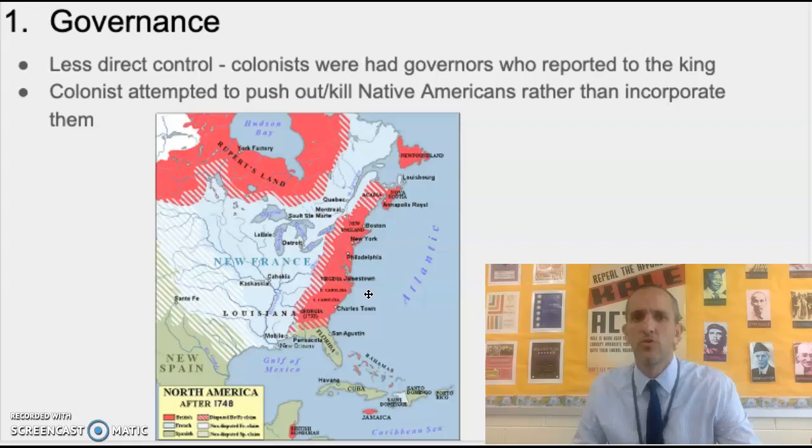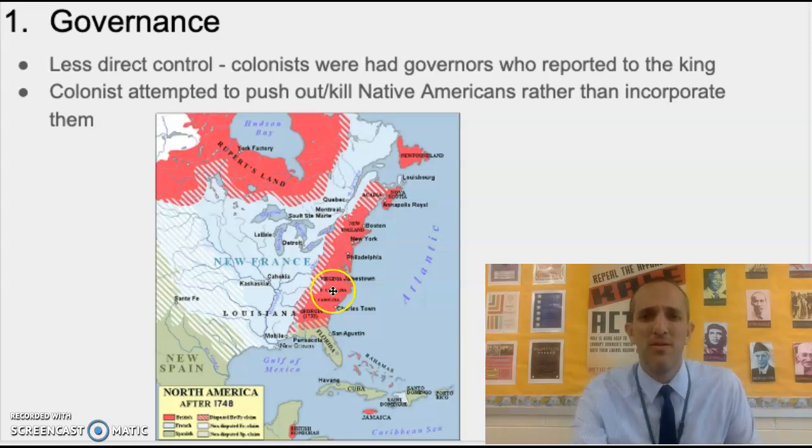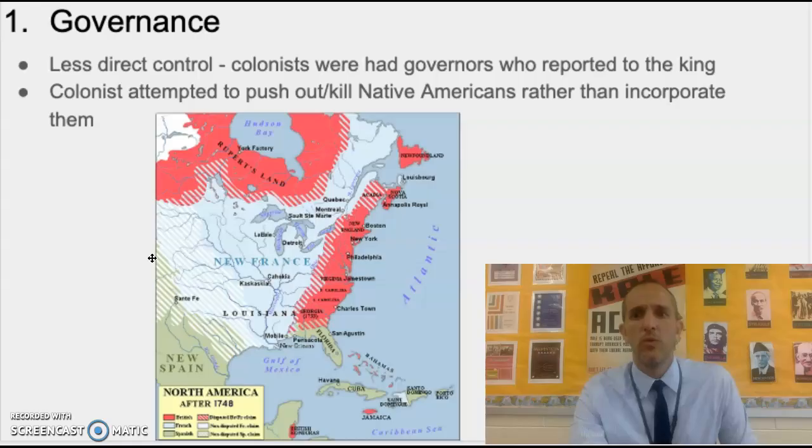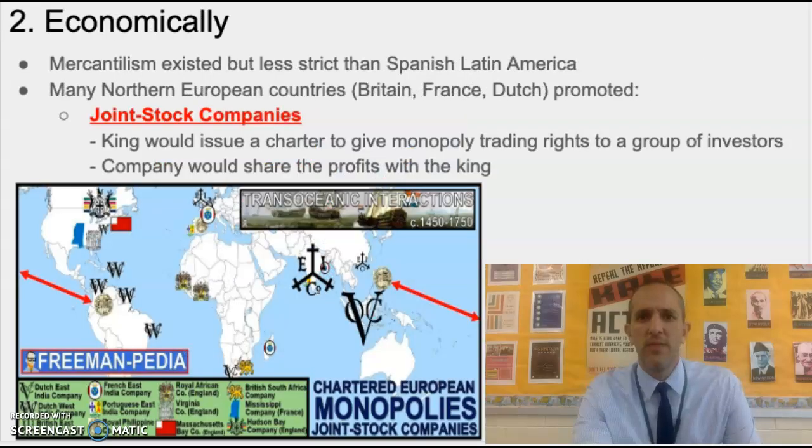Also, unlike what we see, a little more incorporation in Latin America of Native Americans. In North America, there's really just an attempt to push them out. In what's modern day United States, there's really an attempt just to kick Native Americans this way. And that's really a theme in American history where we're just going to kind of keep kicking Native Americans this way until we reach deserts. So there's really going to be this attempt to push them out rather than incorporate them into government, into social class structure, into what's going on. So much different than Latin America.